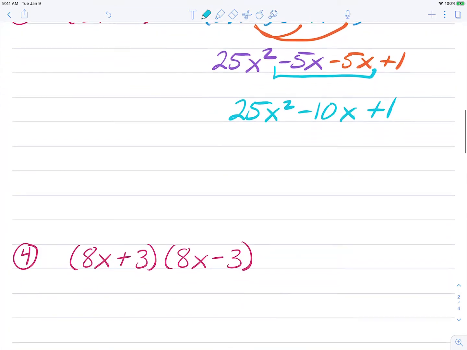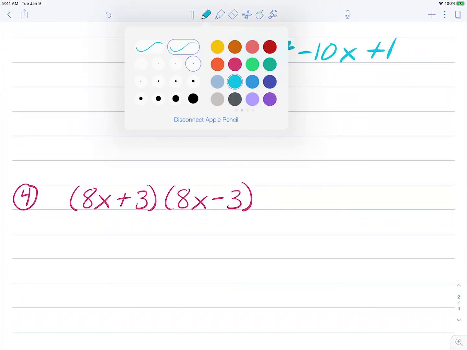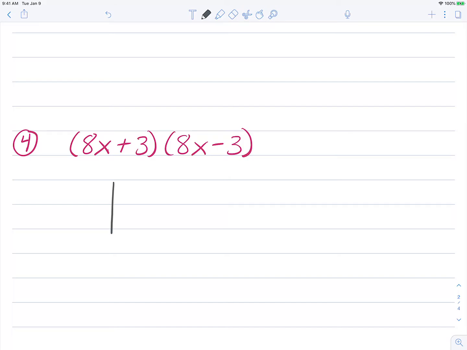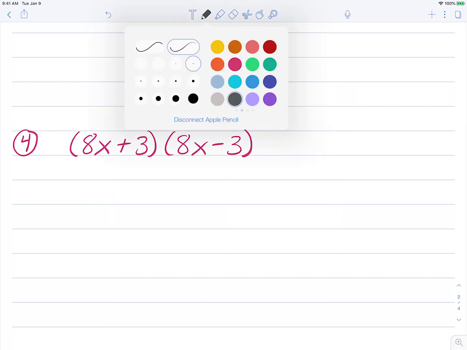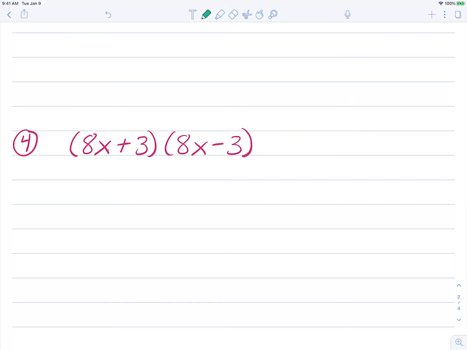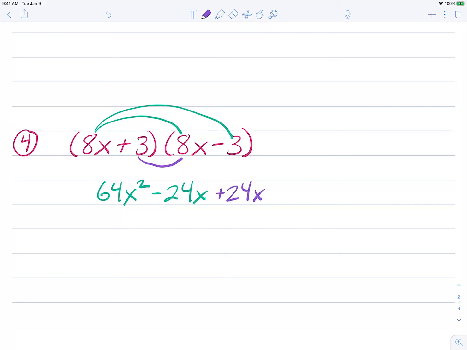Okay, two more problems. For this one, I'm going to do your super distributing because the next problem I want to do the box method, and I'll show you why the box method is best on the next one. So the first terms are 8x times 8x, which is 64x squared. Outer, the two outsides, is a negative 24x. The inside ones are 3 times 8x, which is a plus 24x. And the last terms on each side is a negative 9.